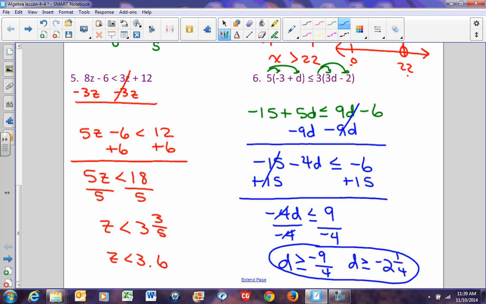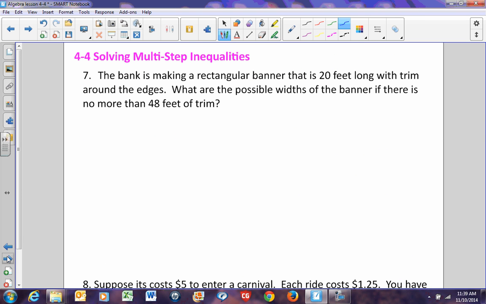Besides regular problems, we need to also be able to do word problems. The bank is making a rectangular banner that is 20 feet long with trim around the edges. What are the possible widths of the banner if there is no more than 48 feet of trim? Well, it might be a good idea to draw a picture here. So if I have a rectangular banner, my banner looks something like this. It is 20 feet long, so there's 20 feet here, and there's 20 feet here. If I'm going to trim along the outside edge, think of it as being that I'm going to trim along all these edges here. So I need to put trim along those edges.